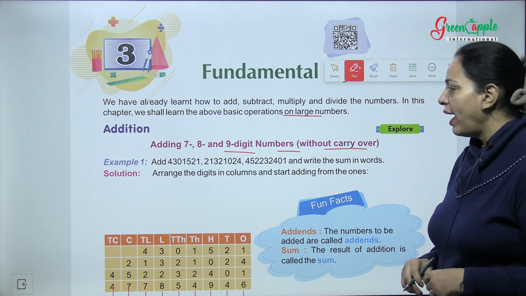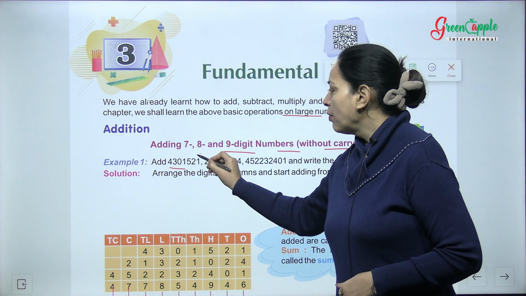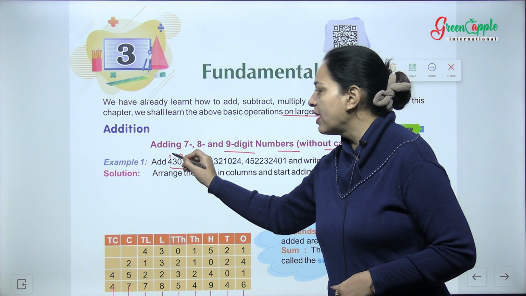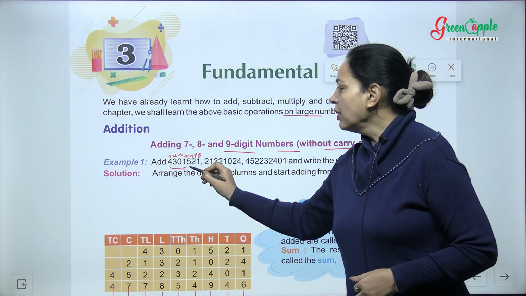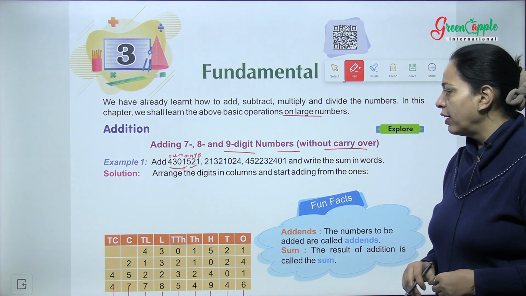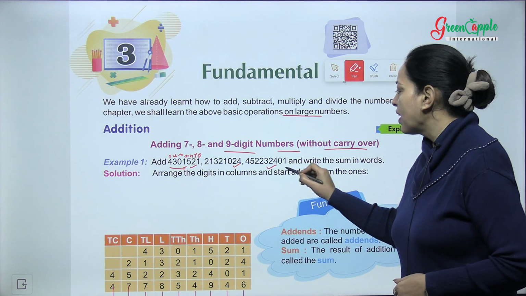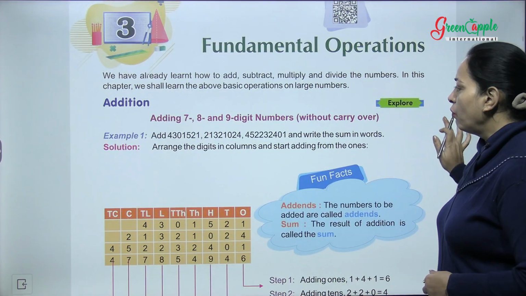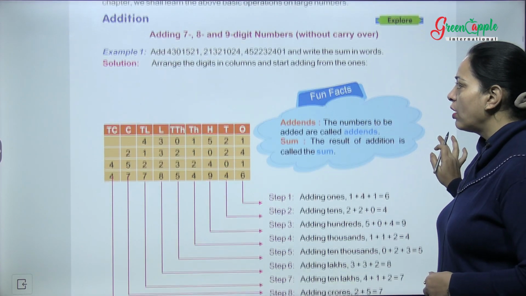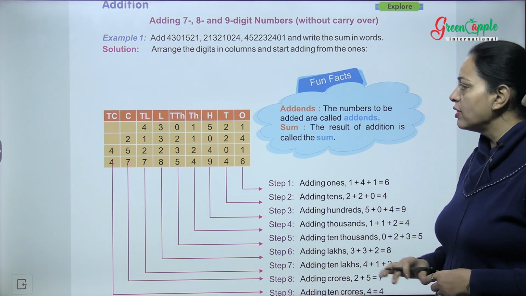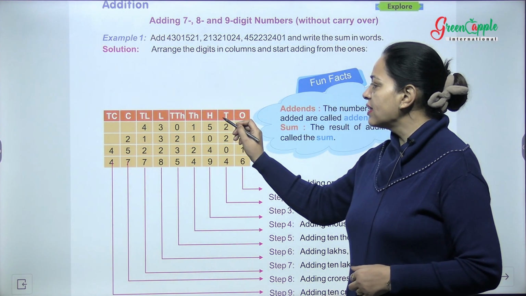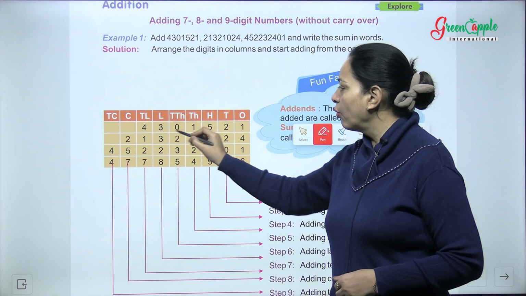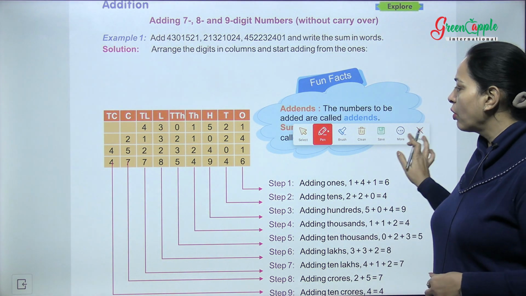See example 1. Add this number, with ones, tens, hundred, thousand, 10,000, lakh, 10 lakh, 43 lakh, 1,521, and then this number, and write the sum in words. So first, what to do? We have to arrange the digits in columns and start adding from the ones. So first write ones, tens, hundred, thousand, 10,000, lakh, 10 lakh, crore, 10 crore. Now write the numbers.